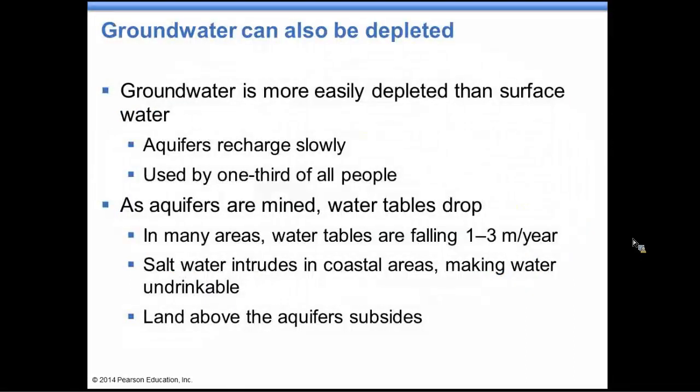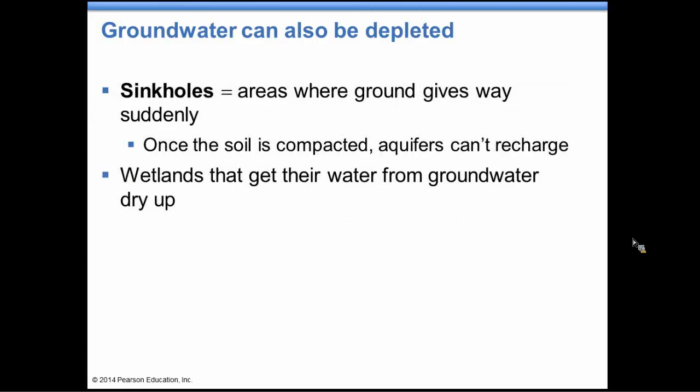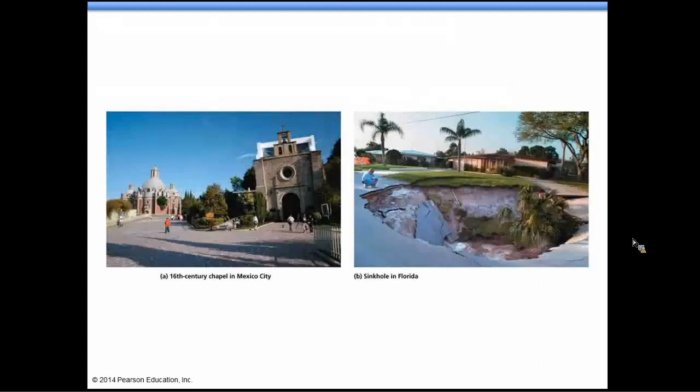So groundwater can also be depleted. Groundwater is more easily depleted than surface water because most aquifers recharge very slowly. As aquifers are mined, water tables will drop. When groundwater is overpumped in coastal areas, salt water from the ocean can intrude into aquifers, making the water undrinkable, and that can really mess up an aquifer. Sometimes land subsides suddenly, and this is a sinkhole. These are areas where the ground gives way with little warning, and occasionally it swallows homes and businesses.